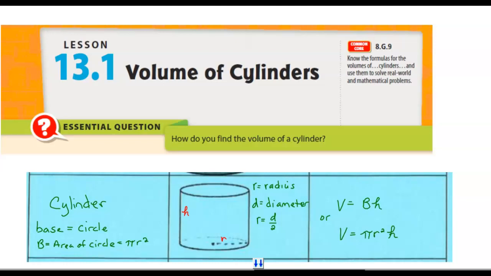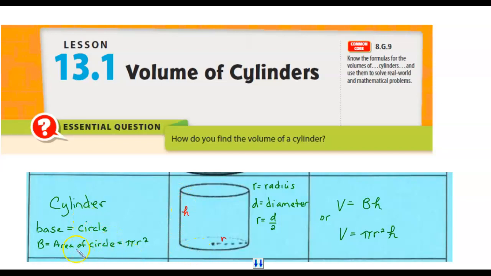Hello, today we're talking about volume of cylinders. The cylinder is a three-dimensional figure. It has a base of a circle. It has a height. So here's the base of the circle, and then this is the height of the cylinder.